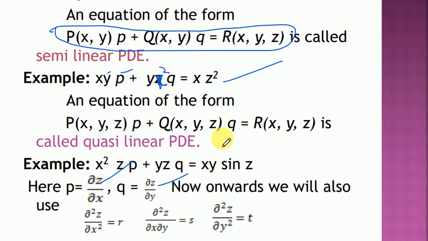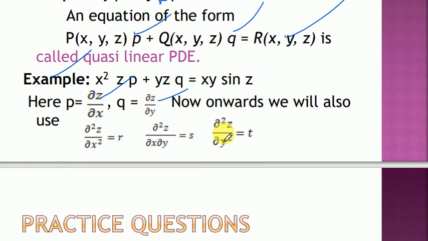And what is the quasi-linear partial differential equation? Quasi-linear partial differential equation we can define: the coefficient of small p is function of x,y,z, coefficient of small q is function of x,y,z, and right hand side is function of x,y,z. So as an example, we can take this example: x²z p, y is absent, no problem, it can be treated as the function of x,y,z, and yz q is equal to xy sin z. Right hand side is the function of x,y,z pure.